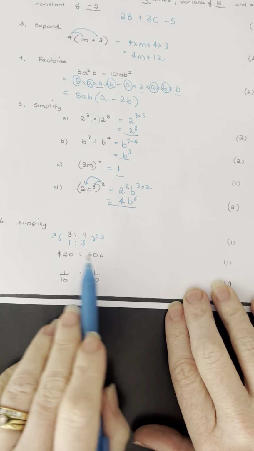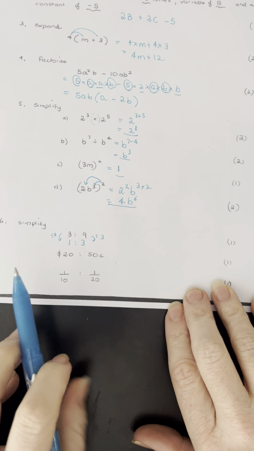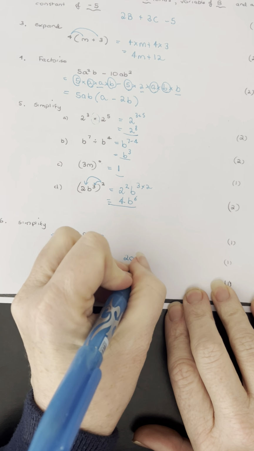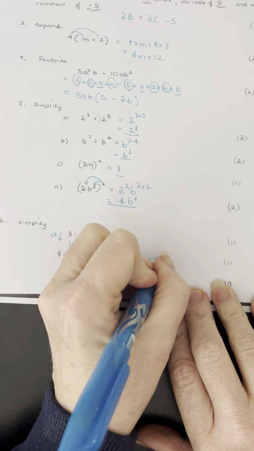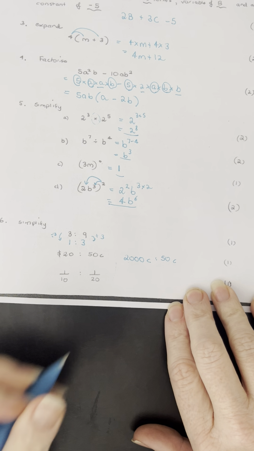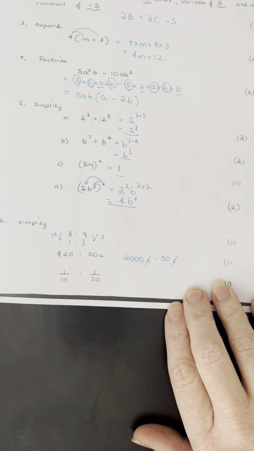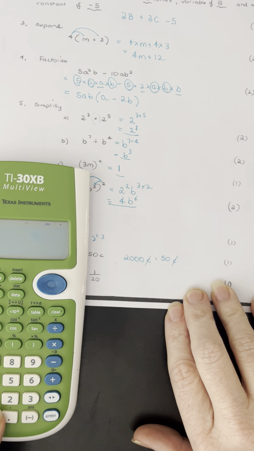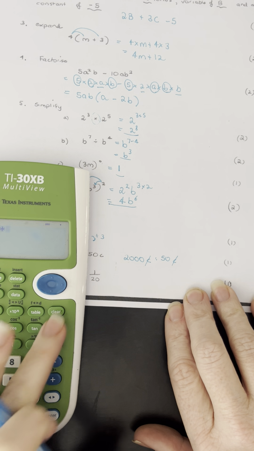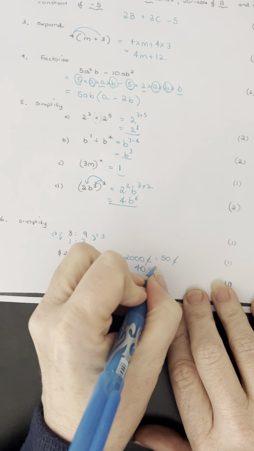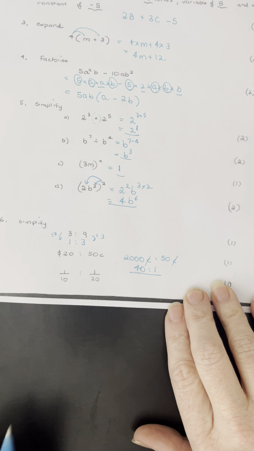Here I've got dollars and cents, so I want to make them both into cents. Now $20 is going to be 2,000 cents, is to 50 cents. That way I can then cross that cent off. I can divide both of them by 50, so I can do 2,000 divided by 50, and I get 40. So 40 is to 1 is my answer for that one.